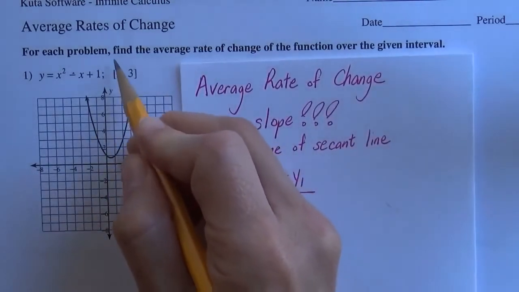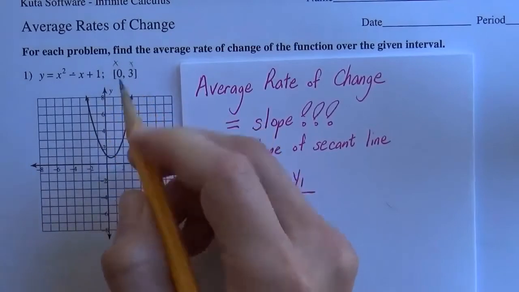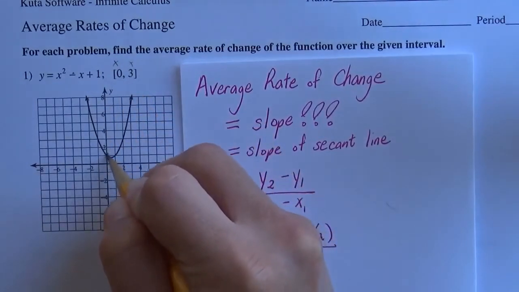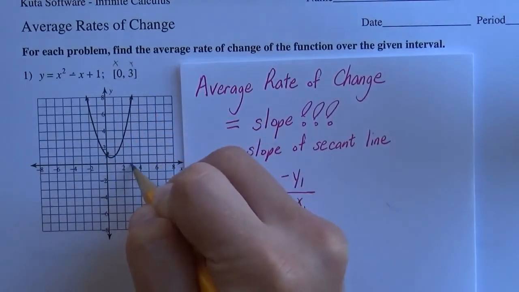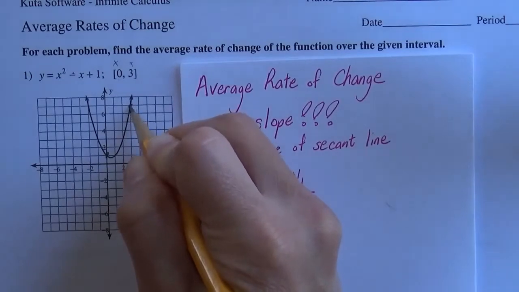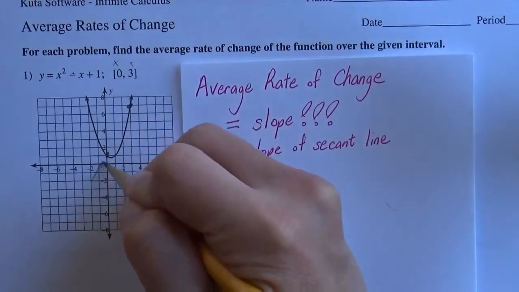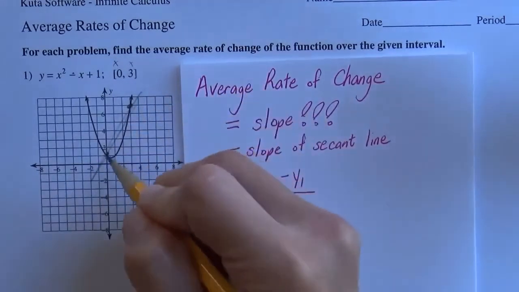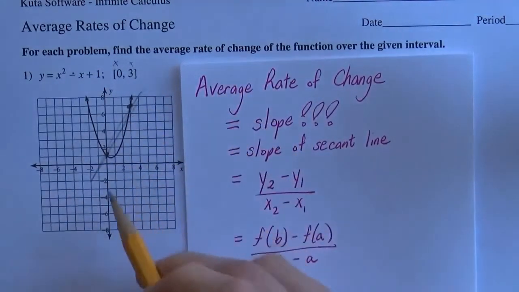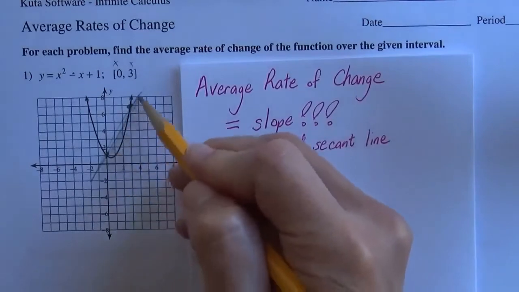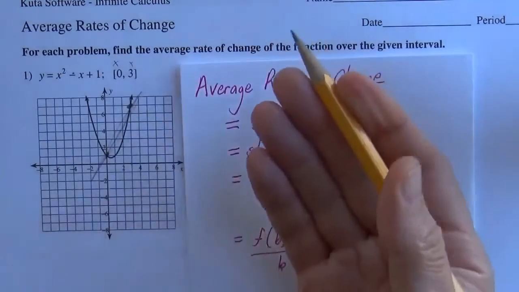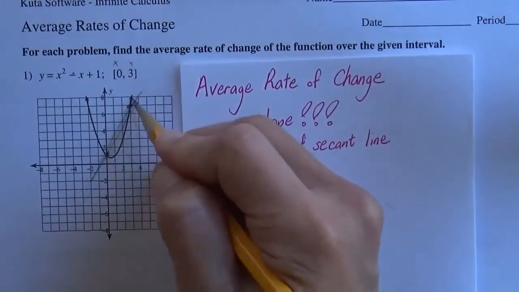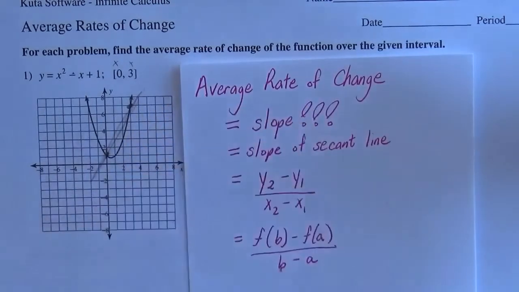So if I'm going from x is 0 to x is 3, when x is 0, I'm here, and when x is 3, I'm up here. So the secant line between those 2 points approximates how much this function is changing, how much the rate at which this function is going up, right? And so I just need to find the slope of that line.